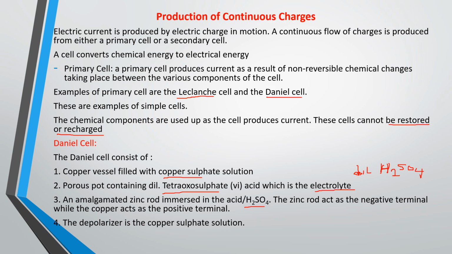Then the zinc rod acts as the negative terminal, while the copper acts as the positive terminal. We know that there are two terminals in every battery, the positive and the negative terminal. For the Daniell cell, the zinc rod is the negative terminal, while the copper is the positive terminal. Then there is also what is called a depolarizer. The depolarizer is the copper sulfate solution. Okay, so these are the components of the Daniell cell. So how does it work?